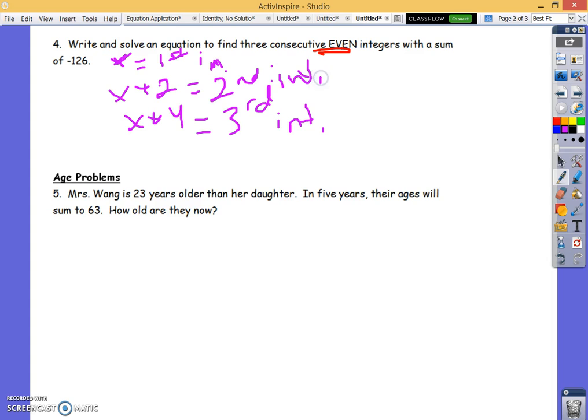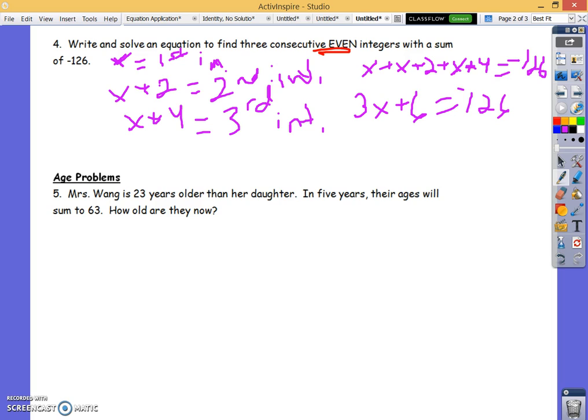Sorry, I'm having trouble writing right now. We're going to have to find their sum. So x plus x plus 2 plus x plus 4 is going to equal negative 126. Now I know I'm expecting a negative answer here. If I don't get one, or if I get a fraction or decimal, I know I did something wrong. Okay, I'm going to combine my like terms. So 3x plus 6 equals negative 126.